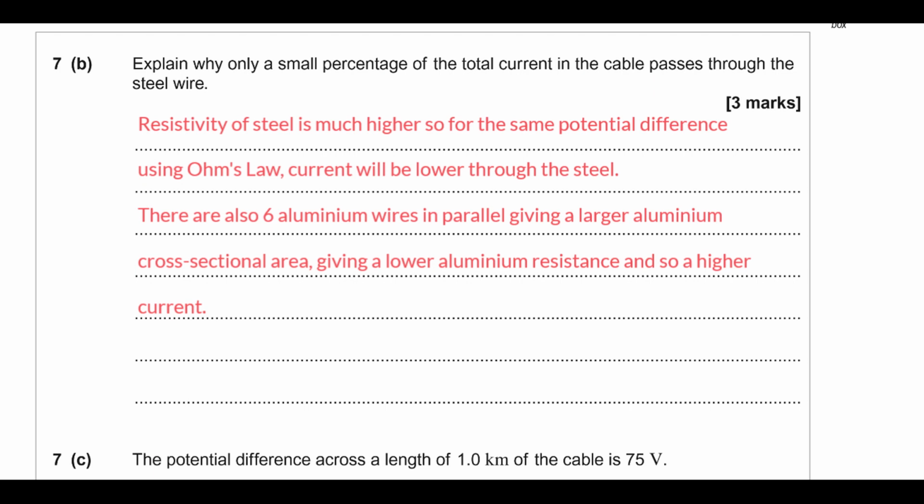So we've got a lower current through the steel because of the resistivity. We also have 6 aluminium wires in parallel, so there's a larger aluminium cross-sectional area, giving a lower aluminium resistance and so a higher current in the aluminium there. So both of those things lead to a smaller current in your steel. Okay, so that's that one right there.